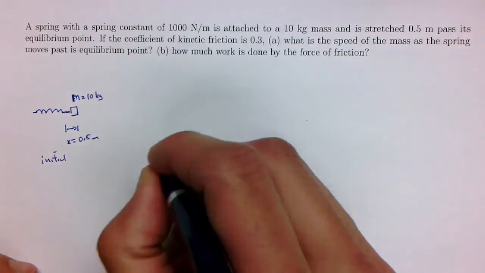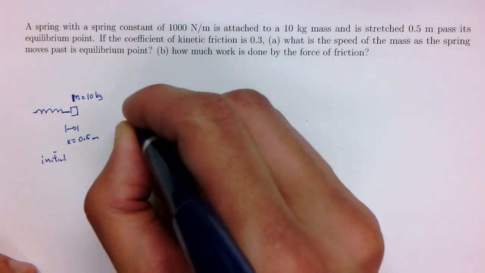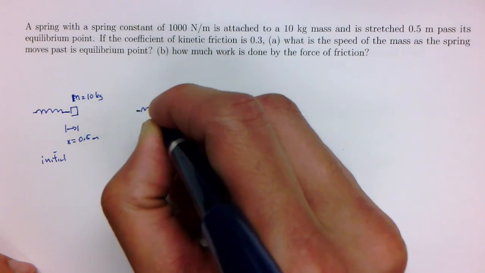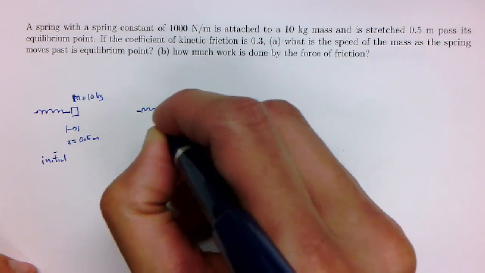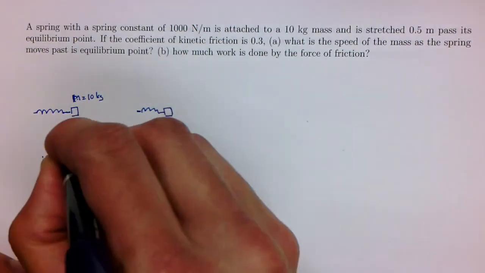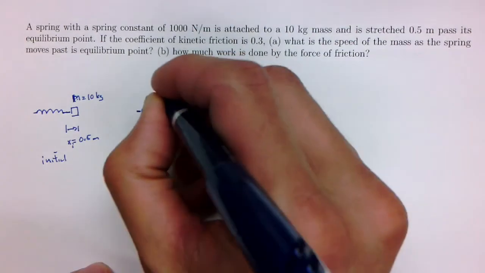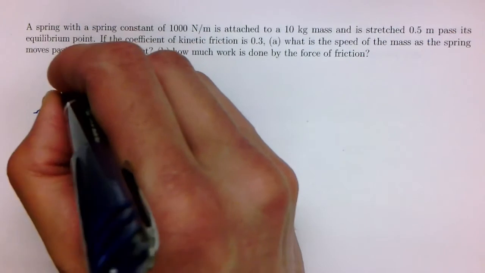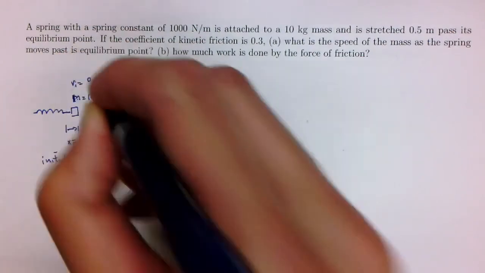And then the final is that the spring has returned to its equilibrium position. So x here is equal to 0. So that's the final, and that's the initial. Mass is still 10 kilograms, and the velocity here is equal to question mark. The initial velocity, because it's at rest, is equal to 0.